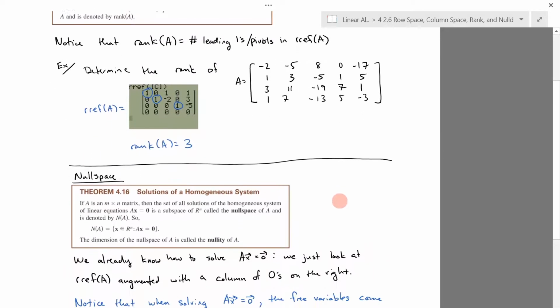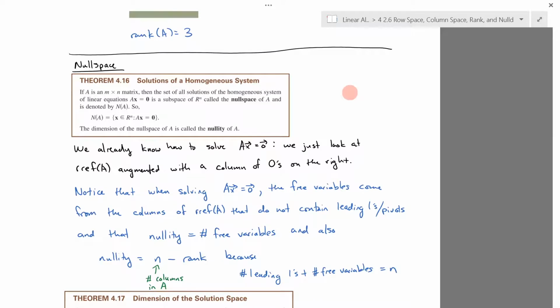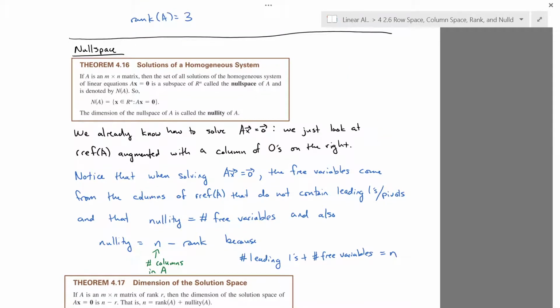Okay, so the final subspace we're going to introduce is called the null space. The null space is formed by all the vectors that are annihilated by the matrix. So it's basically all the solutions to the homogeneous equation AX equals 0, all the vectors such that when you apply the matrix A, it becomes 0. We already know how to solve homogeneous equations: you look at the row reduced echelon form augmented with a column of zeros on the right, and you can get the solutions from there.